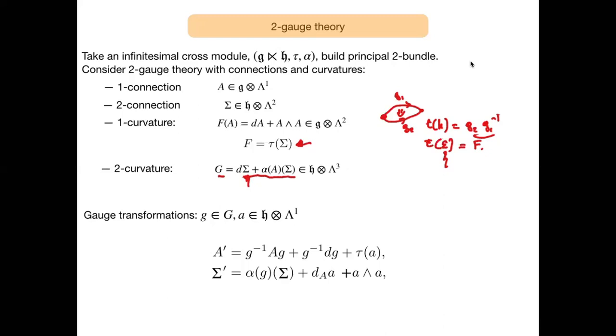So we can also then define the notion of gauge transformations. We have the usual notion of gauge transformation, and then it can be supplemented by some kind of extra term that is coming from the two-group perspective. And we also have two-gauge transformation for the two-form, for the two-connection.